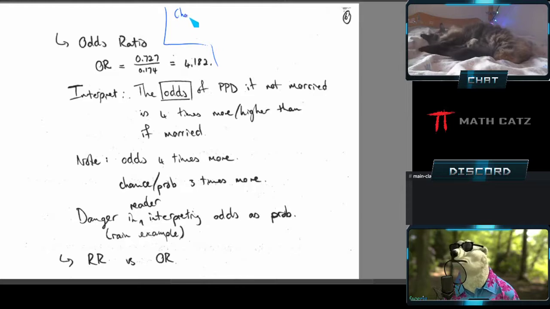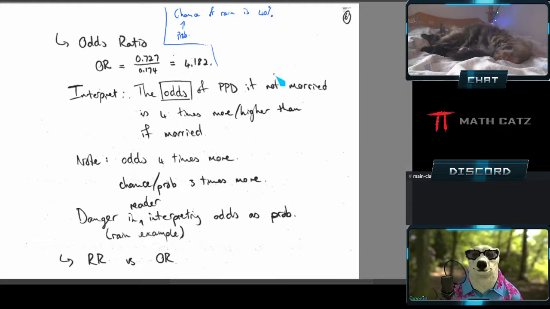Suppose the chance of rain, chance meaning probability, of it raining today is, say, 40%. Okay? Let's say there's a 40% chance of rain. We all have a pretty good understanding of what that means.